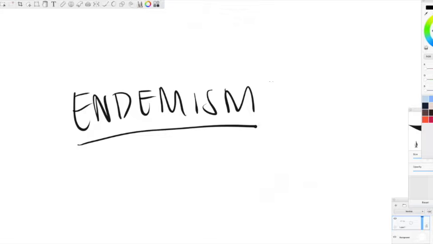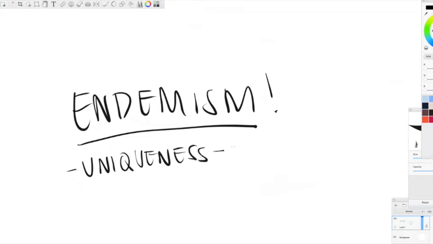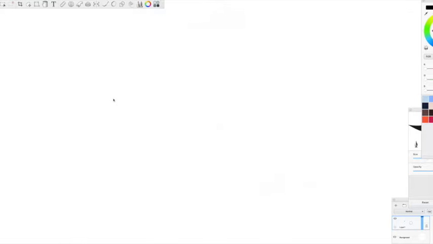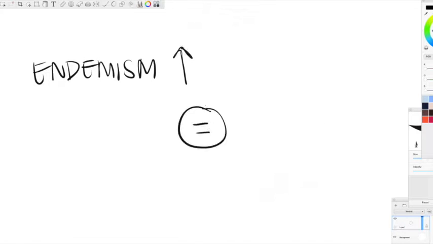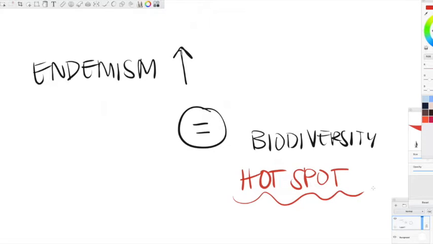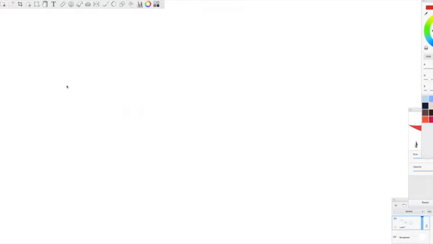Endemism is another key term when talking about biodiversity. This term refers to the uniqueness of a species to a singular ecosystem in the world. These places where endemism is high are known as biodiversity hotspots. These hotspots usually contain large numbers of endangered species and therefore need to be preserved and protected in order to sustain the existence of those species.